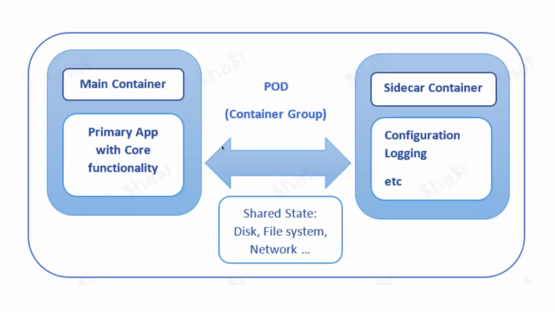So this is a Kubernetes pod. You have the main container and you can deploy the sidecar container, and you can have the same shared state here. Then all the other supporting tasks like configuration, logging, monitoring, and all that stuff can go here, and your primary app core functionality can be in the main container. And they both can be deployed in the same pod altogether.